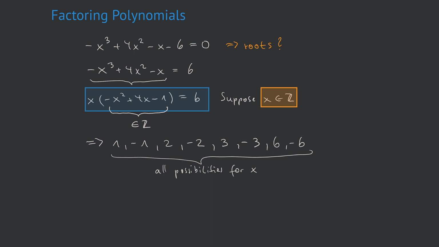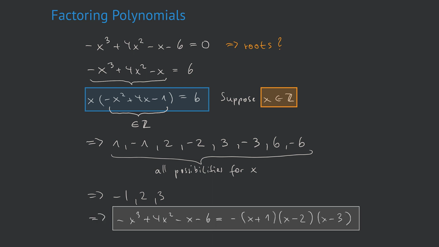In this example here, if we try all numbers in the list one at a time, we find the following roots: -1, 2, and 3. Now, because our polynomial is of degree 3, we know that these must be all roots. So all roots of our polynomial are integer roots. And using our previous theorem, we can immediately write a complete splitting of our polynomial into 3 linear factors. Now let's summarize these insights in a theorem.